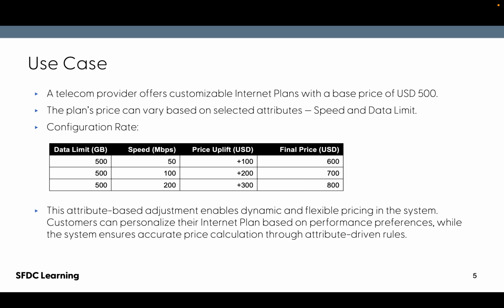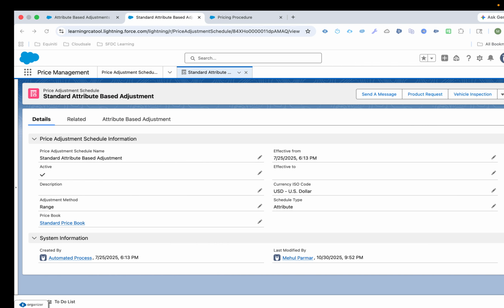If you purchase a 500 GB data limit and your speed is 100 Mbps, the plan will cost you 700 USD. And in case you have a data limit of 500 GB and a speed of 200 Mbps, then the final price of the internet plan will be $800. This attribute-based adjustment enables dynamic and flexible pricing in the system. Customers can personalize their internet plan based on performance and preferences, while the system ensures accurate price calculation throughout the attribute-driven rules.